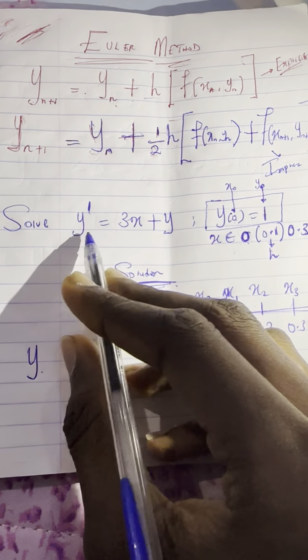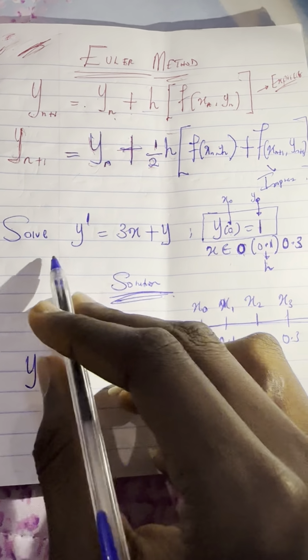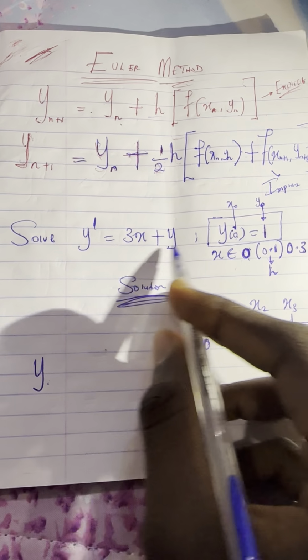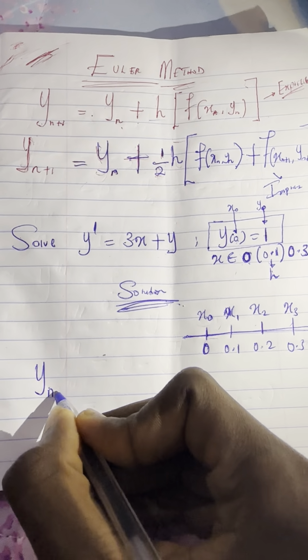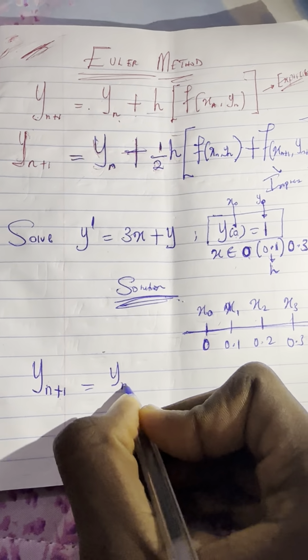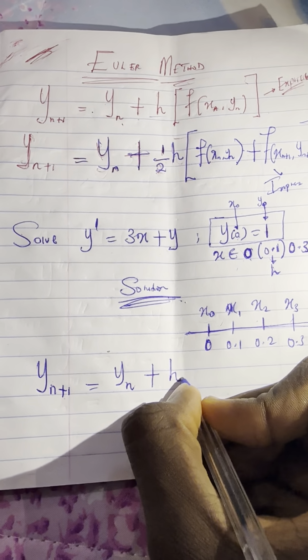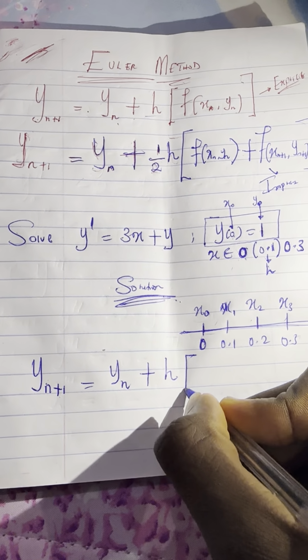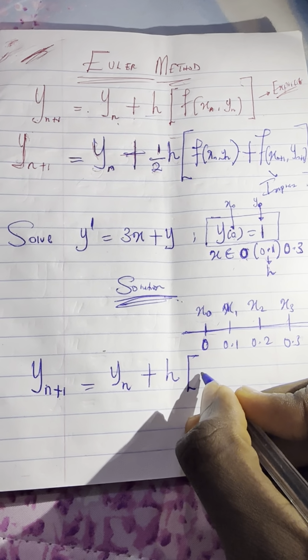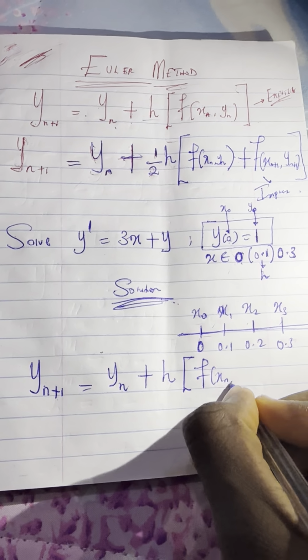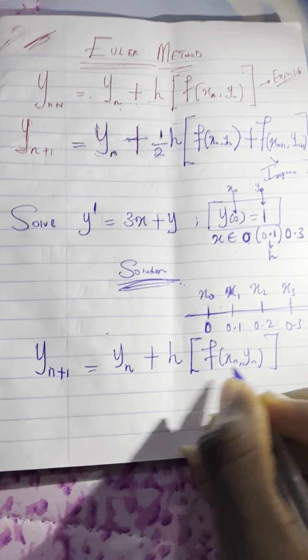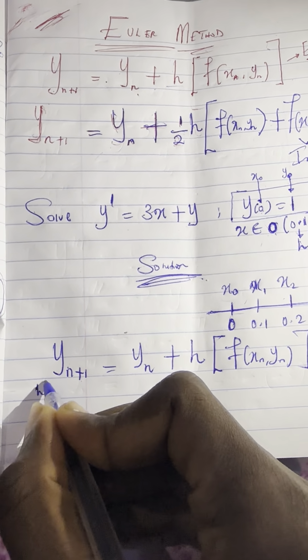Let's say solve this using the explicit method. So that means I'll write out the formula: y(n+1) equals y(n) plus just the step length. In explicit we don't split up the step length. And then you just have f of x n, y n. So you now do the first iteration when your n is 0.